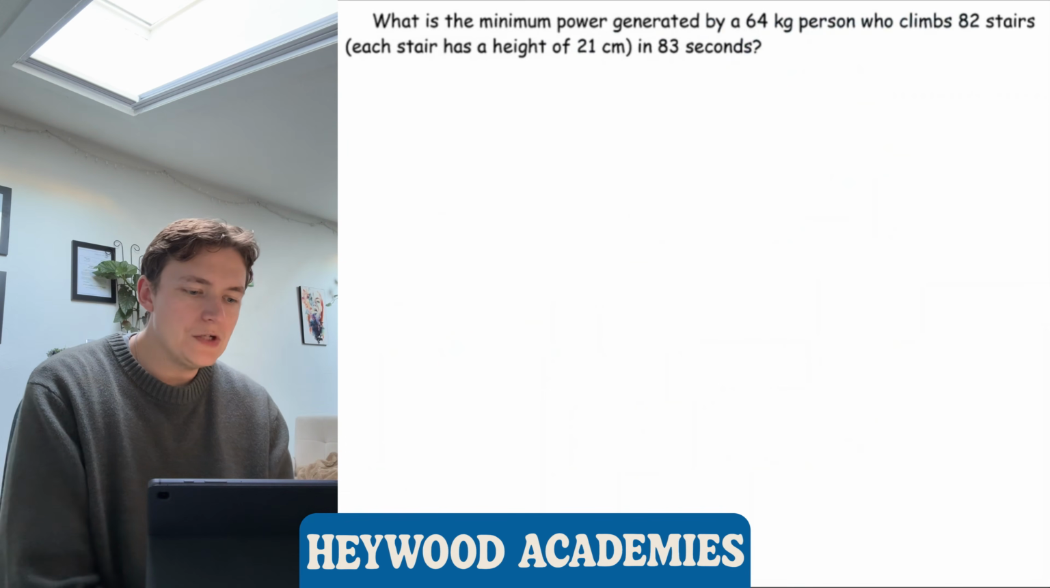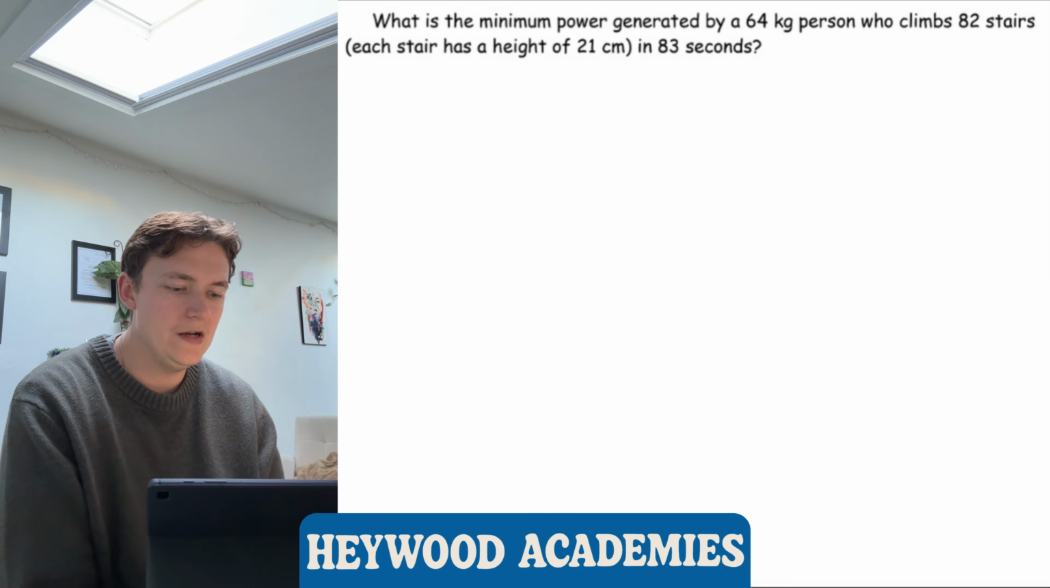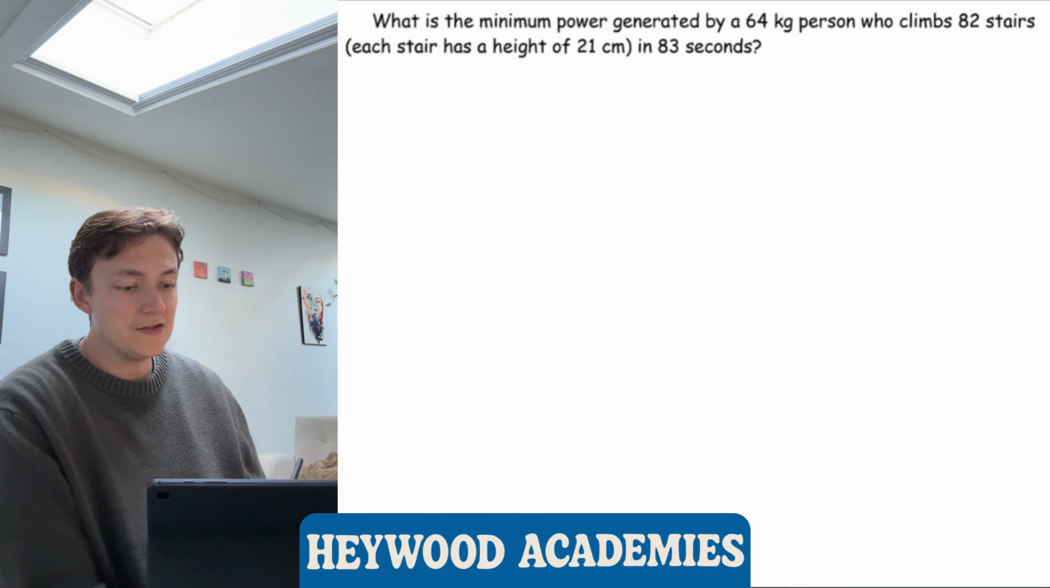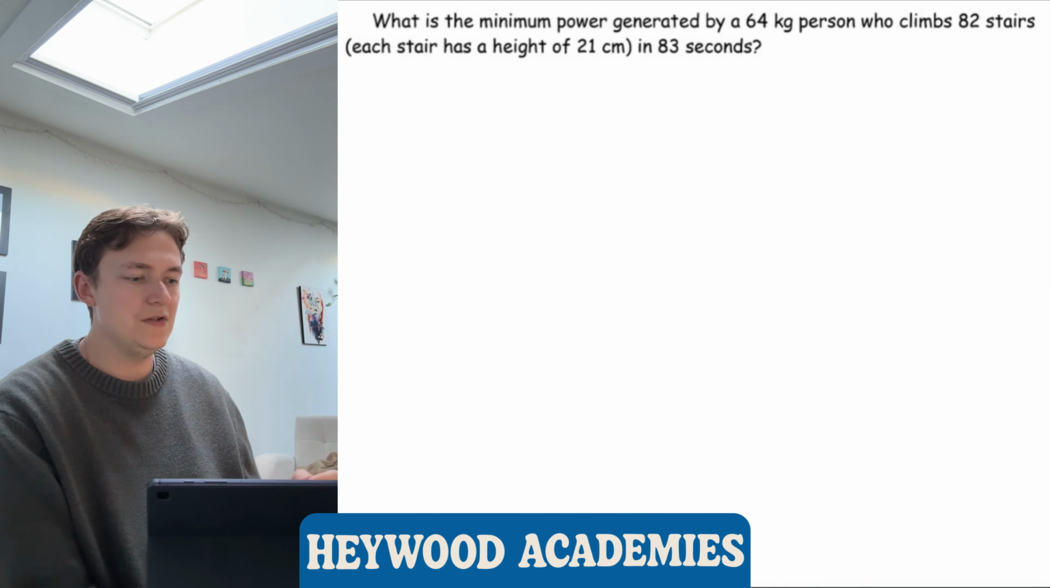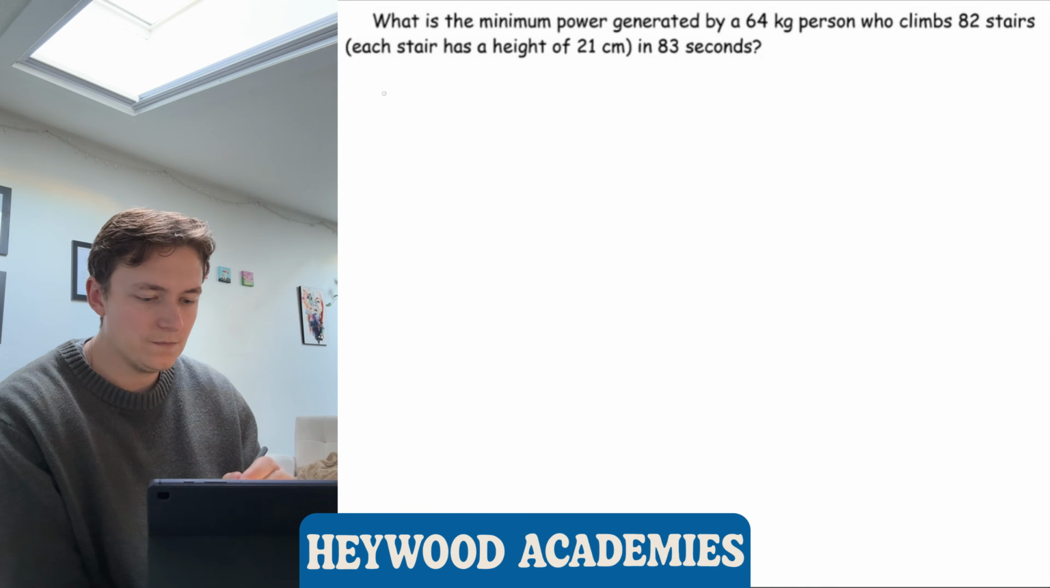What is the minimum power generated by a 64 kilogram person who climbs 82 stairs, each stair has a height of 21 centimeters, in 83 seconds? Okay, so each stair is 21 centimeters and we go up 82 stairs. So we've got to find the total distance or the total height that we're climbing here.